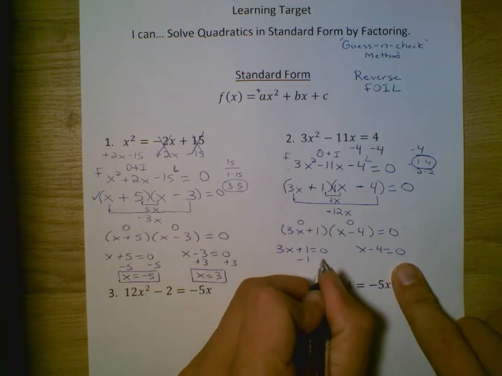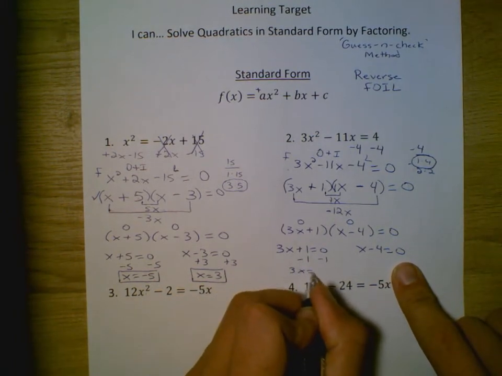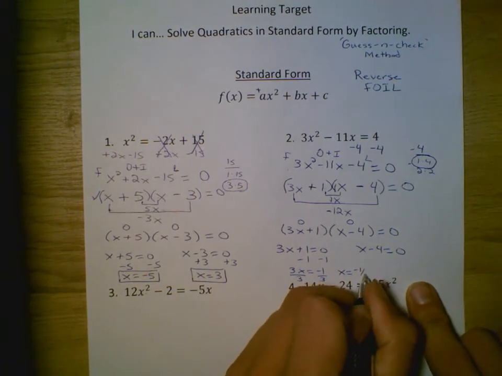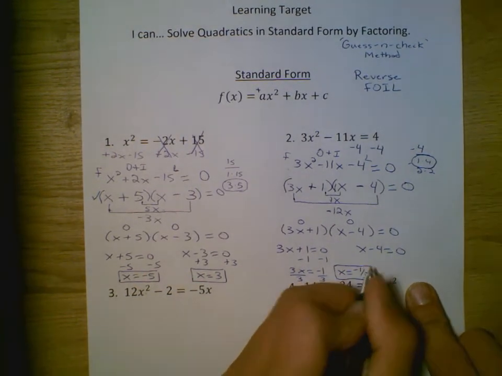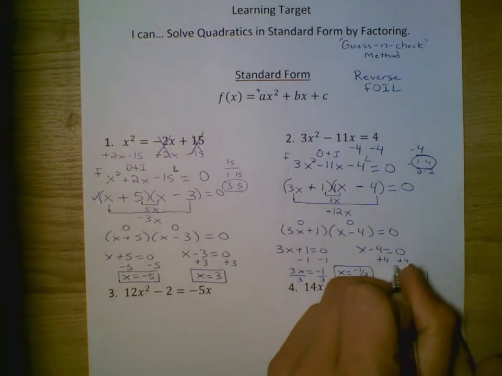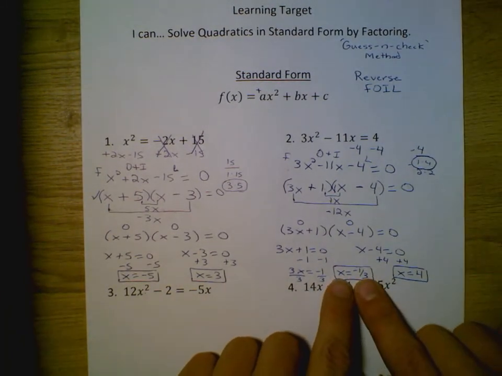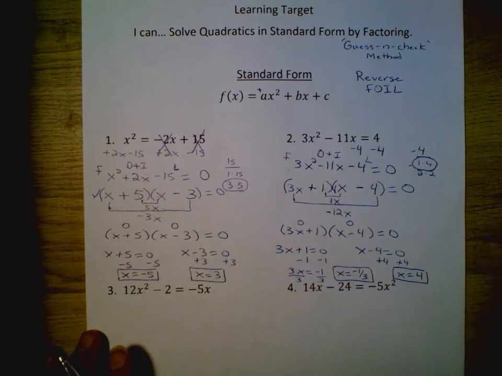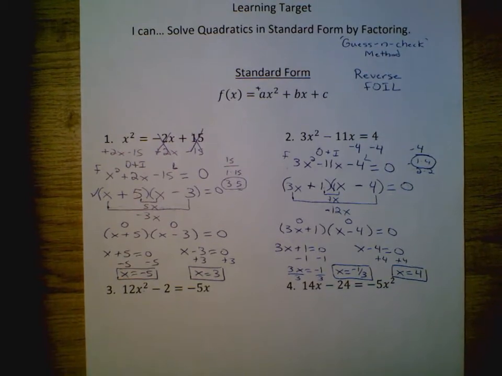So I get 3x equals negative 1, divide by 3, I get x equals negative 1/3, or add 4 and get x equals 4. Okay, so I have two solutions, either x can equal negative 1/3 or x equals 4. All right, let's look at two more examples here.